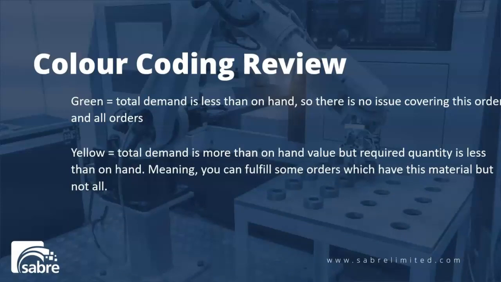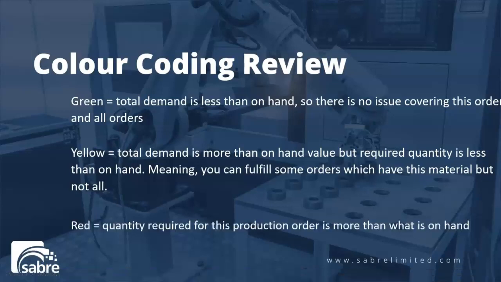Yellow means that the total demand across all of the orders for this item is greater than what you have on hand. However, you have enough on hand to cover the remaining quantity of the production order component line that you're looking at. So as an example, if I had 100 pieces on hand, I needed 80 pieces for a production order, but I needed 200 pieces for all of the demand. The system is saying, you've got enough to cover some of your orders, but you don't have enough to cover every single order.